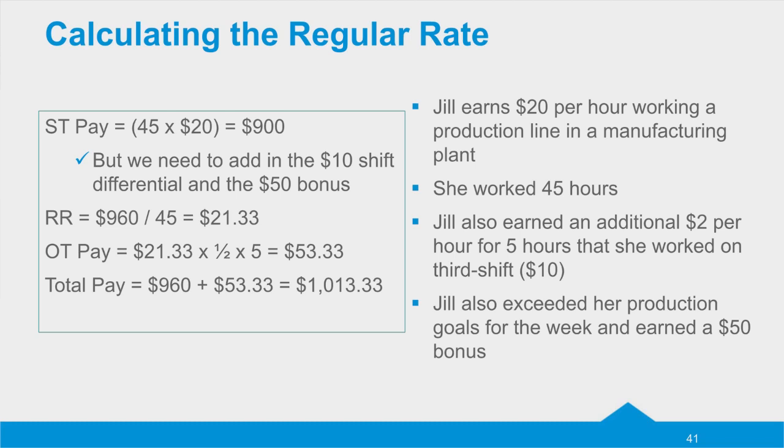So here's how you would calculate, because she has a lot of additional compensation that week. So here's how you would calculate her regular rate for the week. Her straight time would be the 45 hours at the $20 an hour for the straight time.